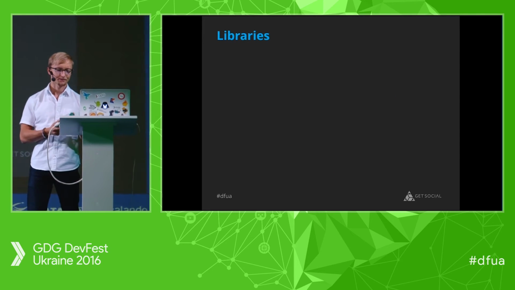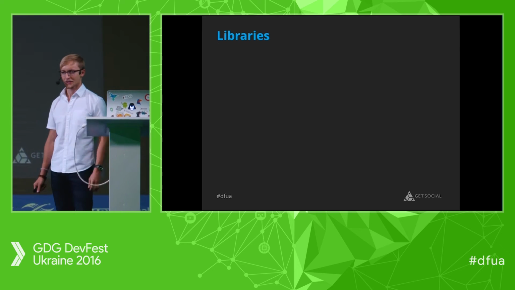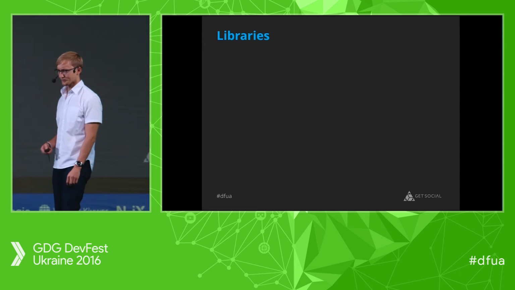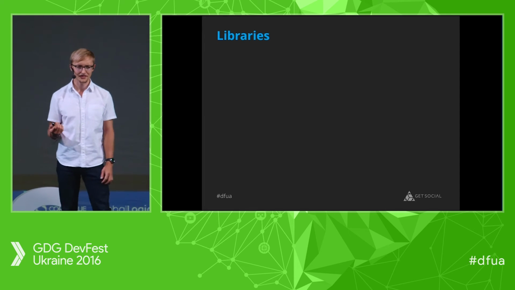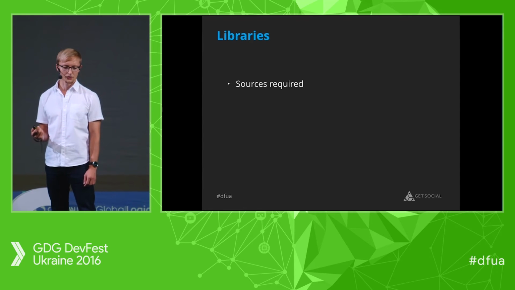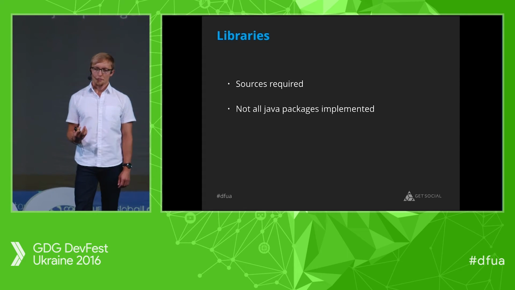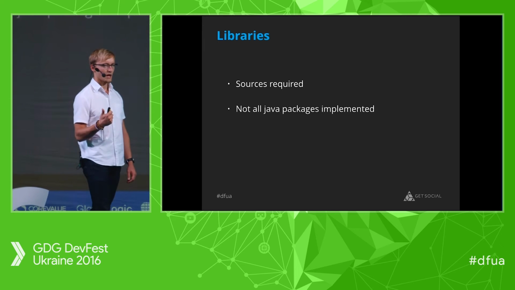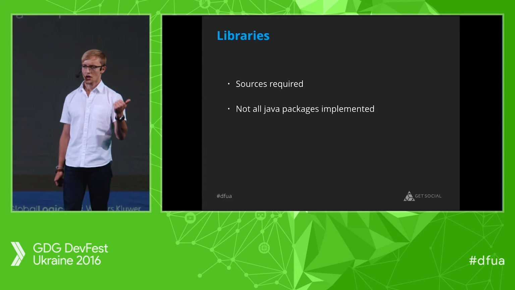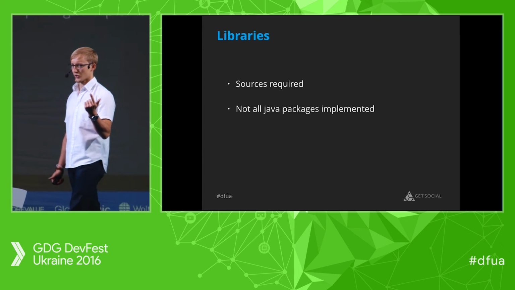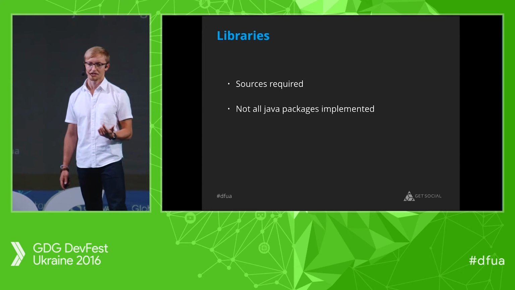Talking about libraries. We are developers, we are lazy, we don't like to write code twice. We always use libraries. And J2ObjC allows you to use third-party libraries, but it requires sources. That means that you have to forget about any third-party proprietary libraries where you don't have access to the source code. Not all Java packages are implemented. If a library is using anything from Java NIO or some parts of Java security, you won't be able to cross-compile this.